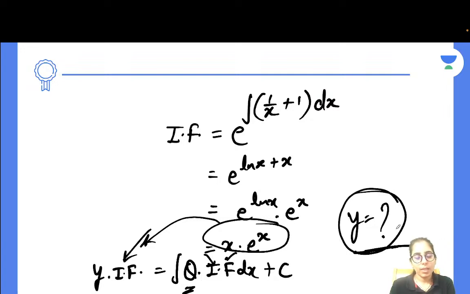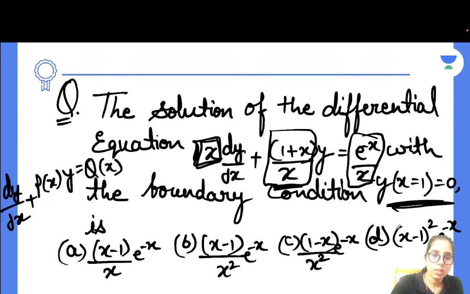Tell me if you have any doubt. Till now we can talk about it. And the right answer you can mention in the comments if you are getting it. If you are not getting it, I will tell you then. Okay, Shantanu, this one.